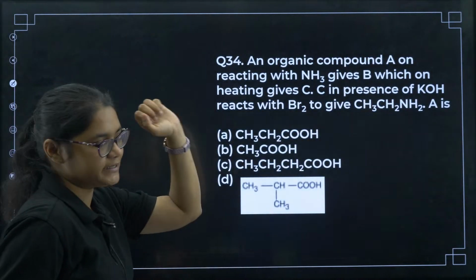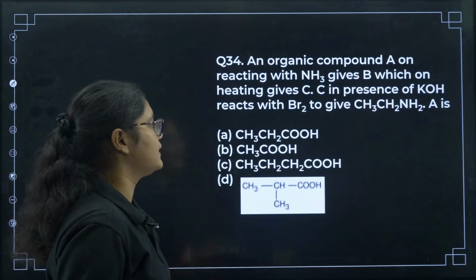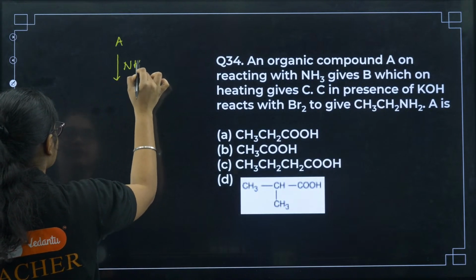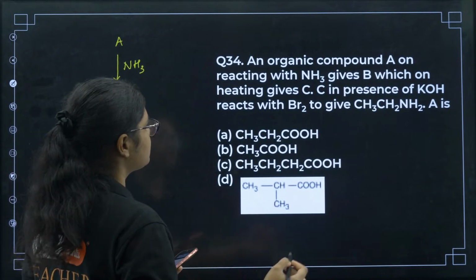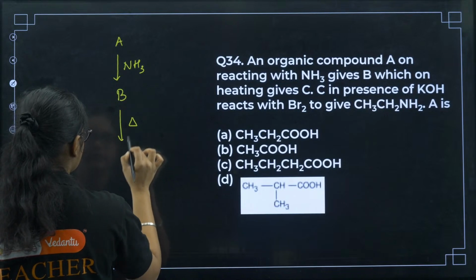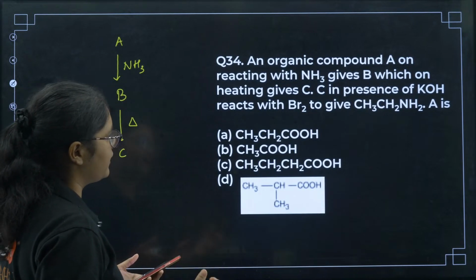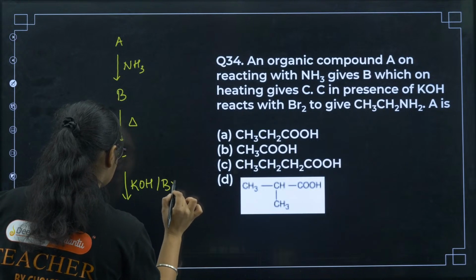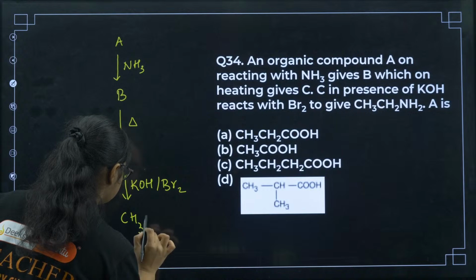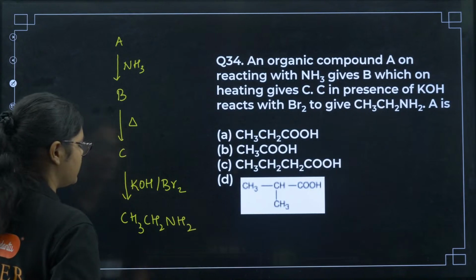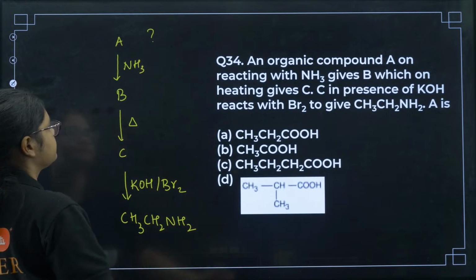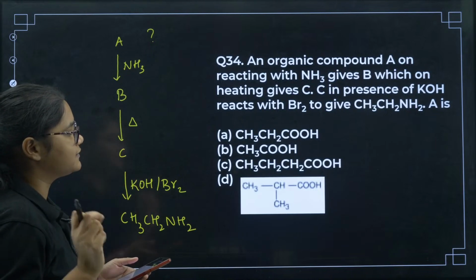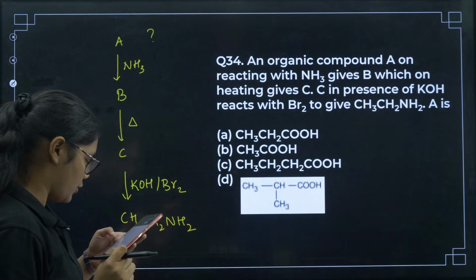Last 3 questions, students, let's move fast. An organic compound A on reacting with NH3 gives B, which on heating gives C. Now C in the presence of KOH and Br2 reacts to give CH3CH2NH2, that is ethylamine. Then what is A? Yes, you can easily solve this question without spending much time. By seeing the options, you should be able to answer.